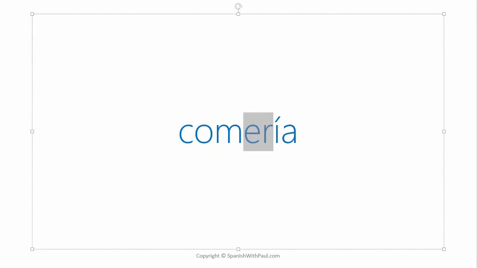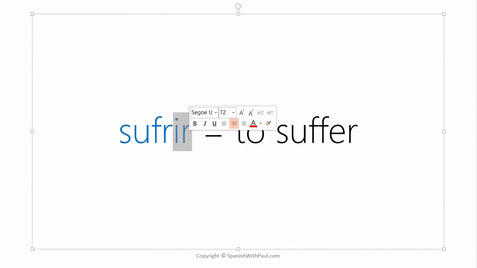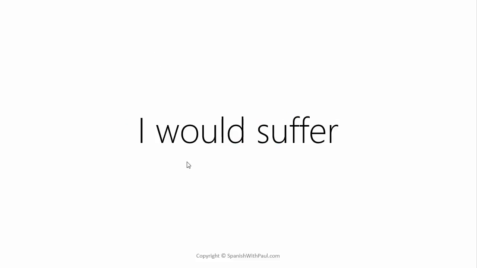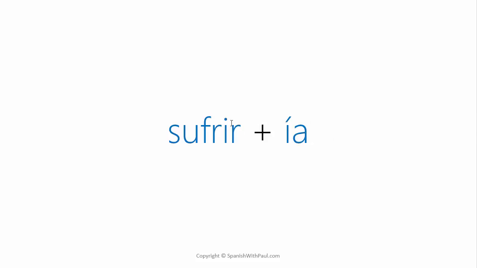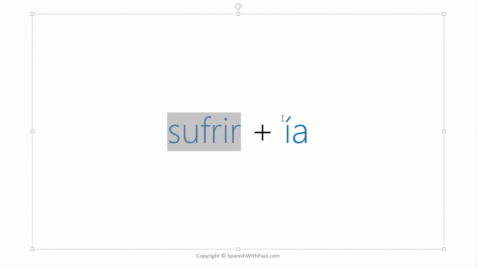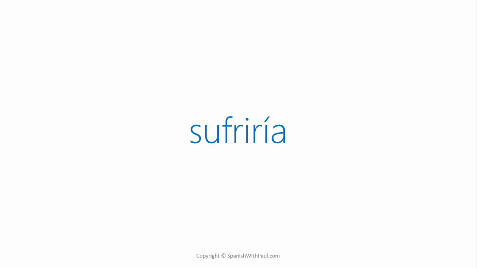Notice that this is an ER verb, and in our previous examples, they were AR verbs, but nothing changes. You still keep the full verb, adding on the IA and stressing this part. So, comería, I would eat. Let's look at this one. We have sufrir, to suffer. Now this is an IR verb, but again, nothing is going to change. So we want to express, say, I would suffer. So we take the full verb, sufrir, add on this IA, and what we get is sufriría.